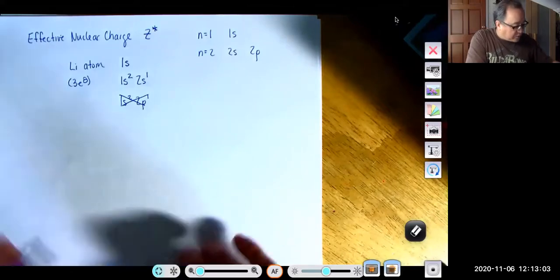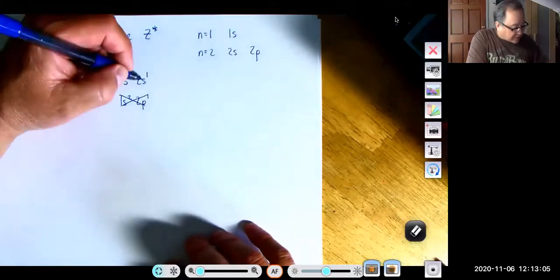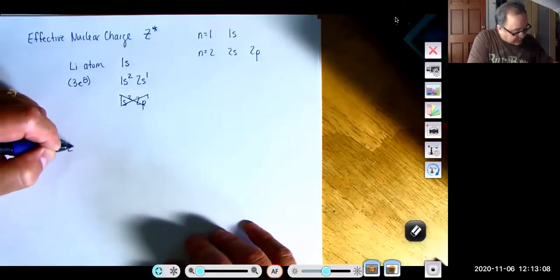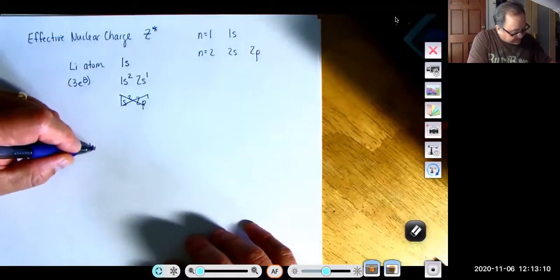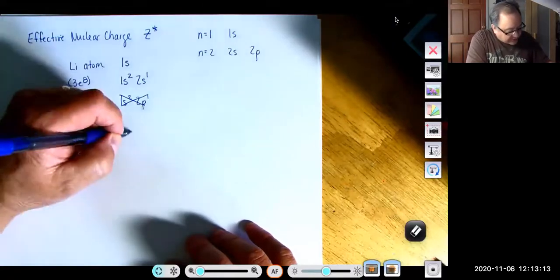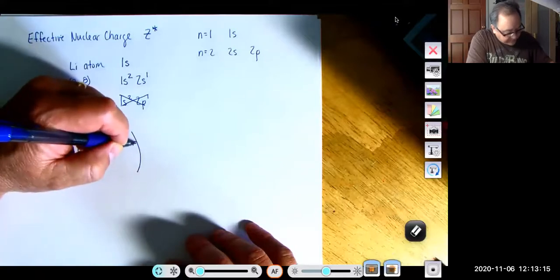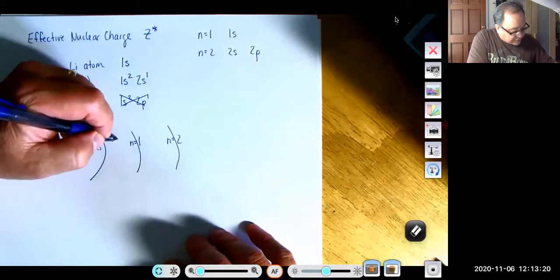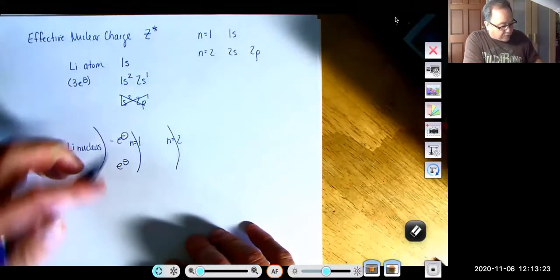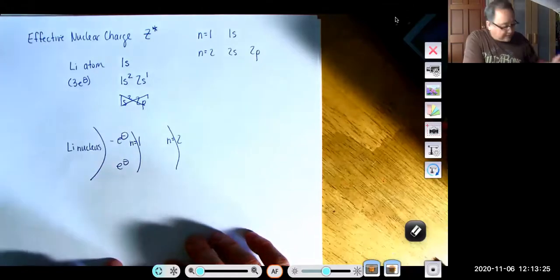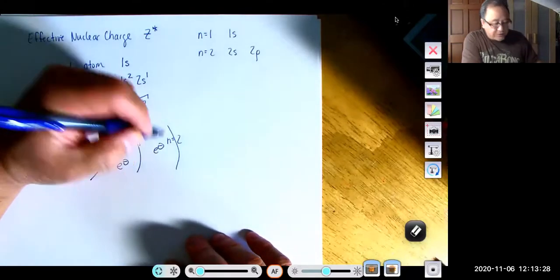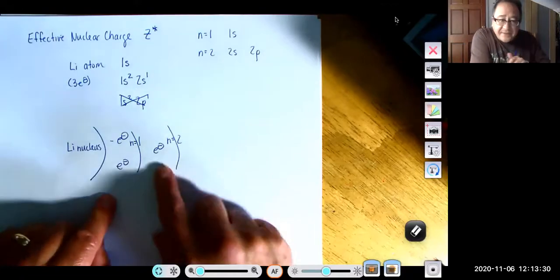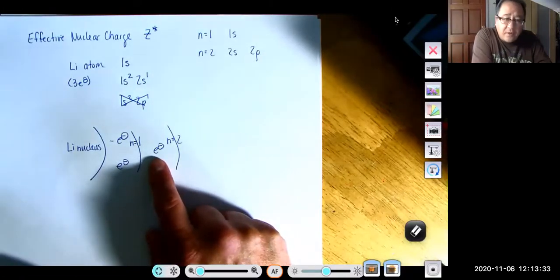It turns out that when you look at this 2s electron, I'm going to draw the lithium nucleus here. And here's your n equal 1. And here's your n equal 2. And these are the 2 electrons in the n equal 1 shell. And here's the 1 electron in the n equal 2 shell. And we haven't decided yet. So for the moment, we're pretending we don't know whether this is a 2s or a 2p. We don't know, okay?